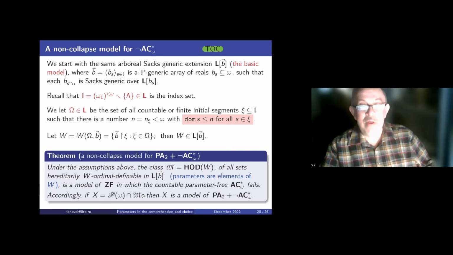And of course, the set of reals in this model is a model of PA plus the negation of parameter-free choice. And by construction, it does not include cardinal collapse. All cardinals of L are preserved. So in principle, we can define this model as a class in second PA. So to get the whole result, we need only the consistency of second PA.